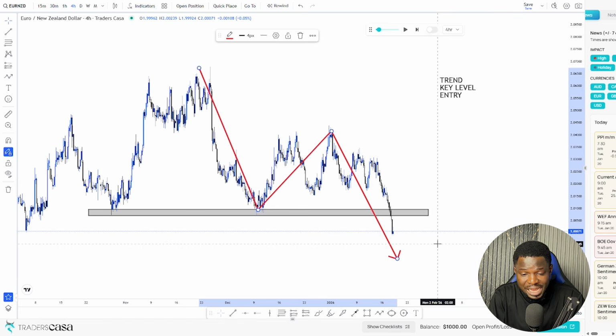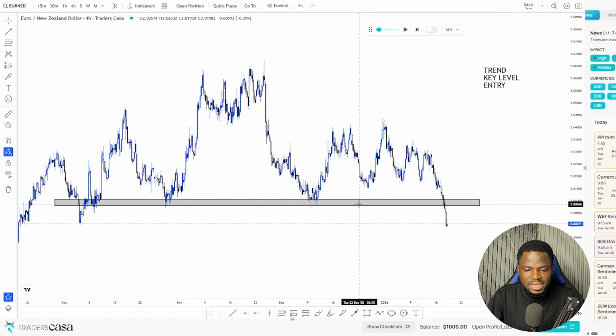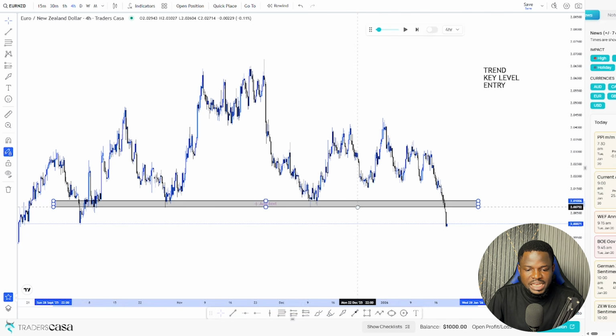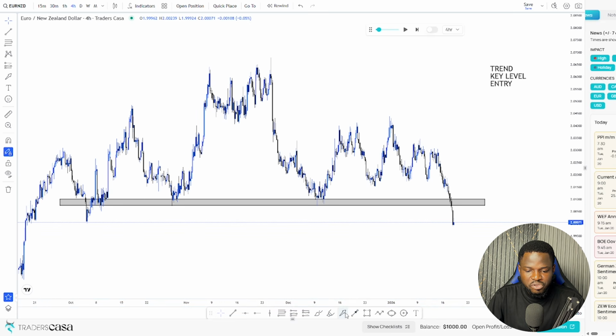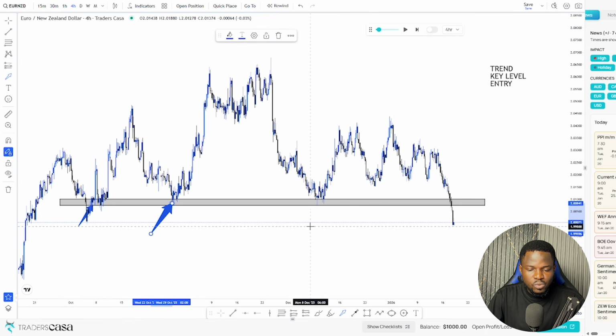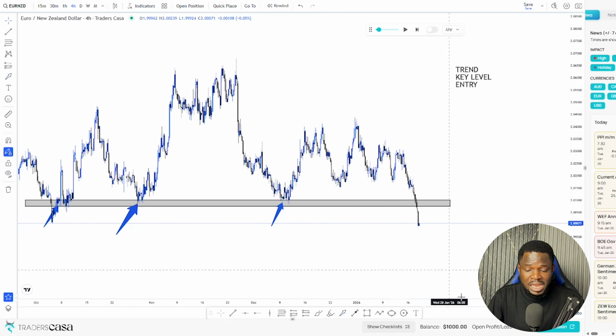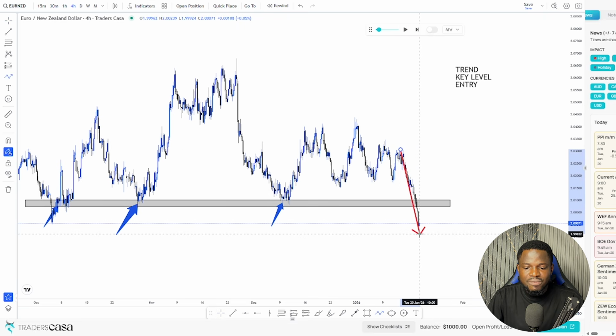The reason I consider this particular zone as my key level is because price reacted there multiple times, and you need a minimum of 3 touches to confirm whether a zone is valid. Price reacted there the first time, second time, then third time. We have 3 touches around the zone, and when the price came back again, the 4th time, price invalidated it.